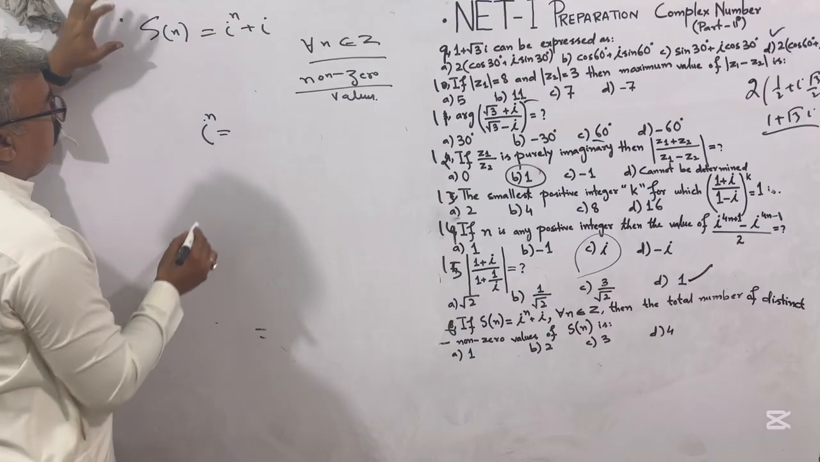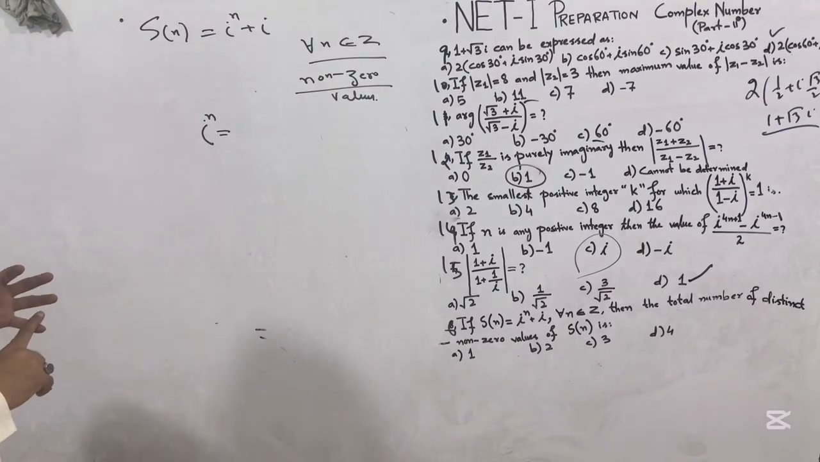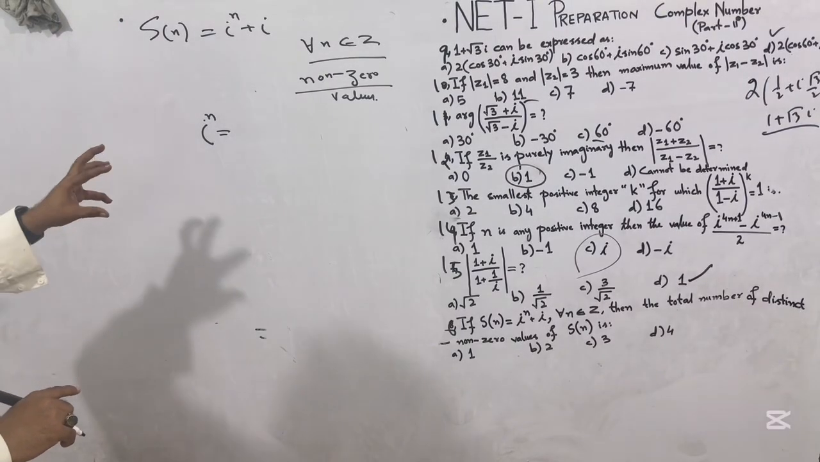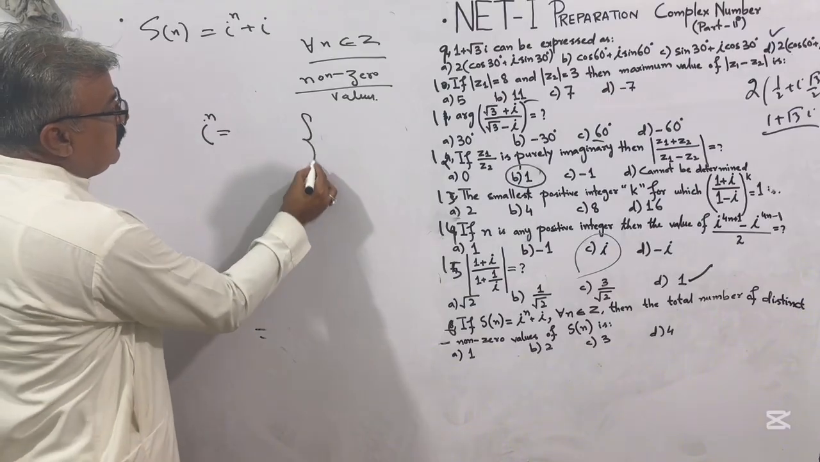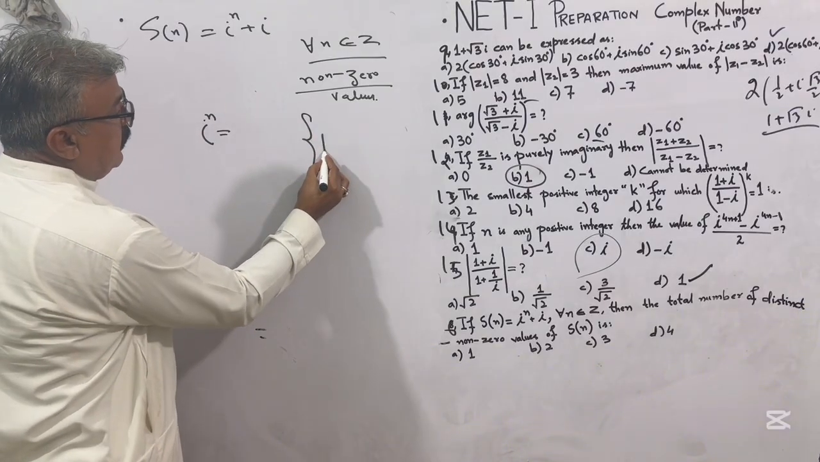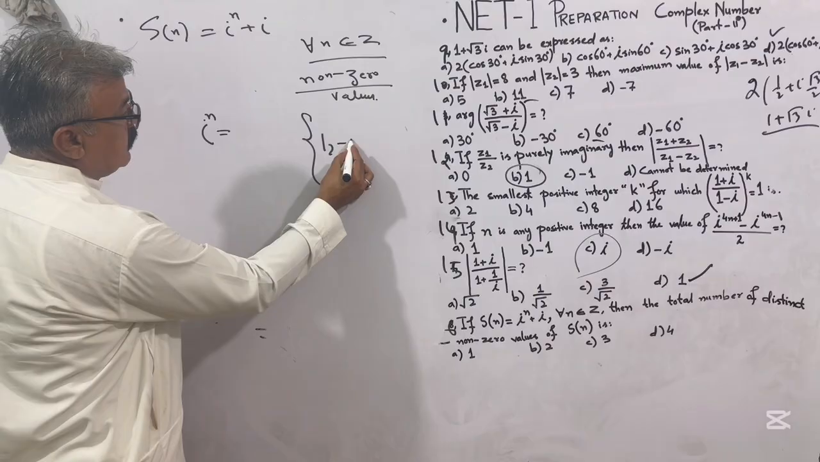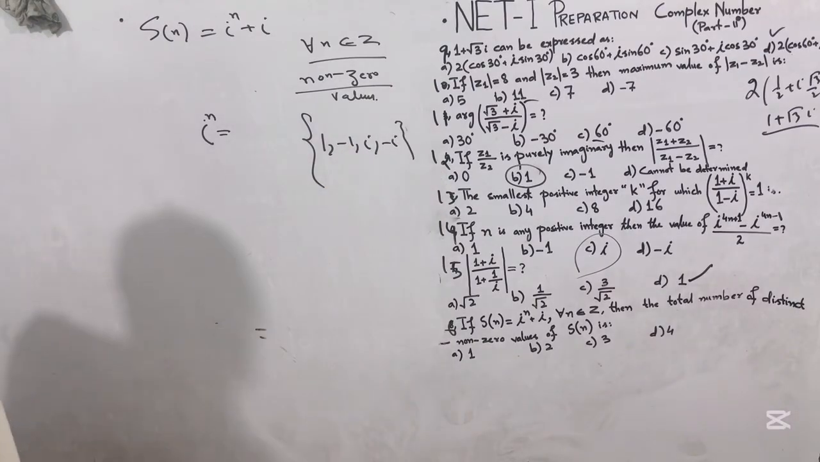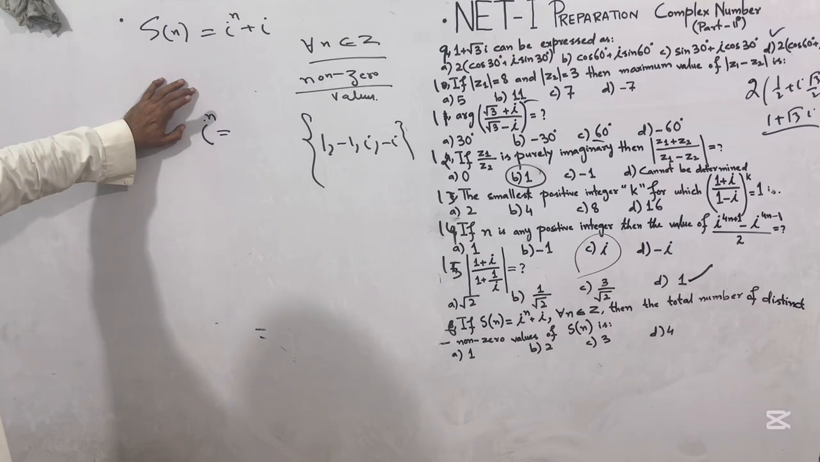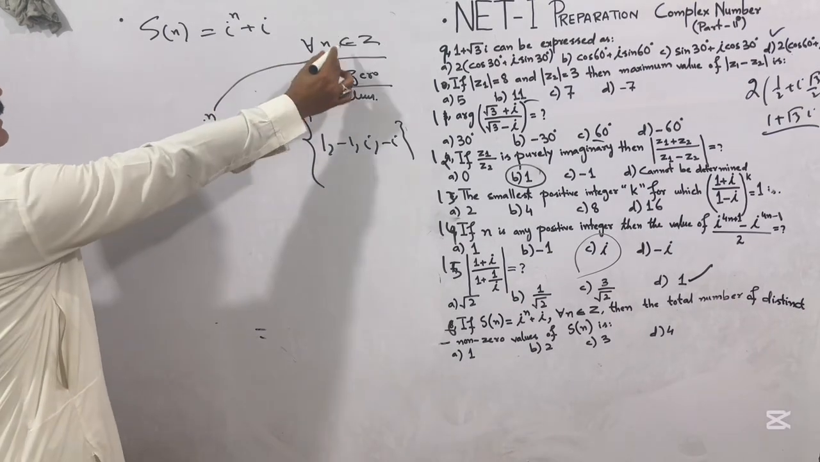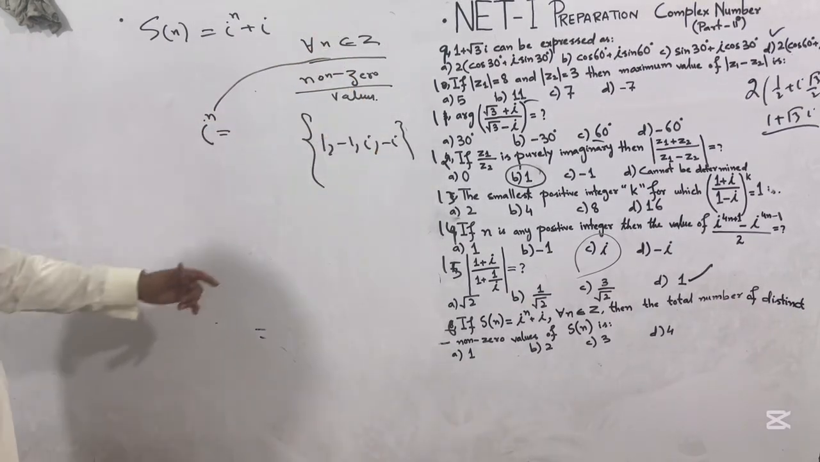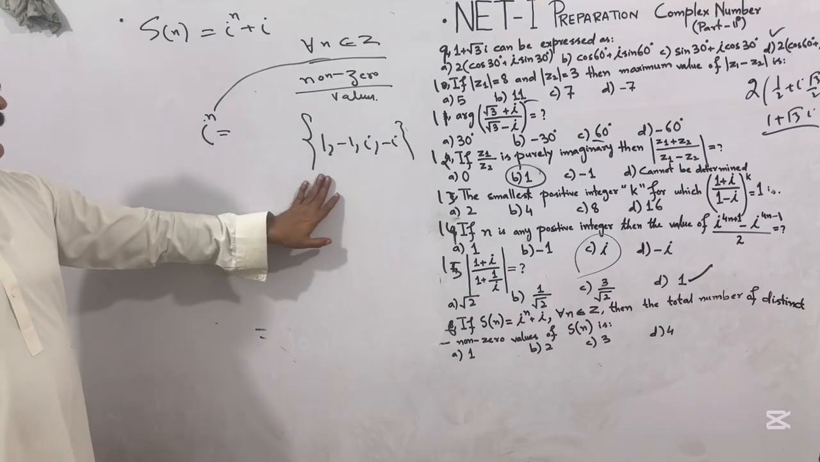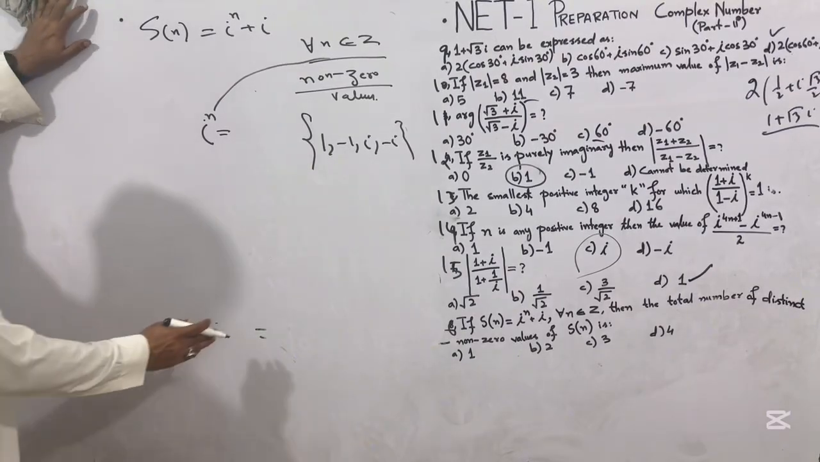Iota power n: if you put a positive integer or negative integer, you will always get these values for any power of iota: 1, minus 1, iota and minus iota. One can easily prove that whatever the power n, where n belongs to Z, integers, you will get 1, minus 1, iota, minus iota. Let's see and find out.